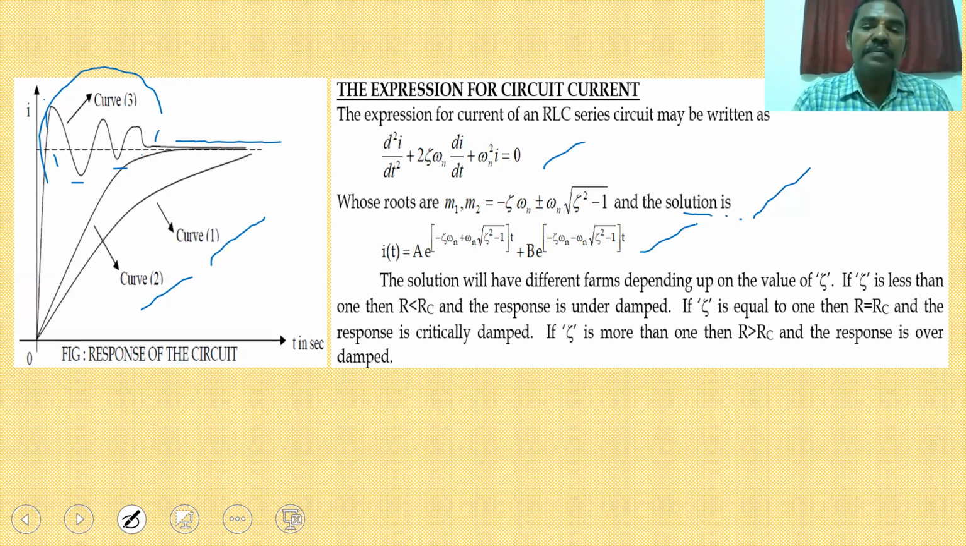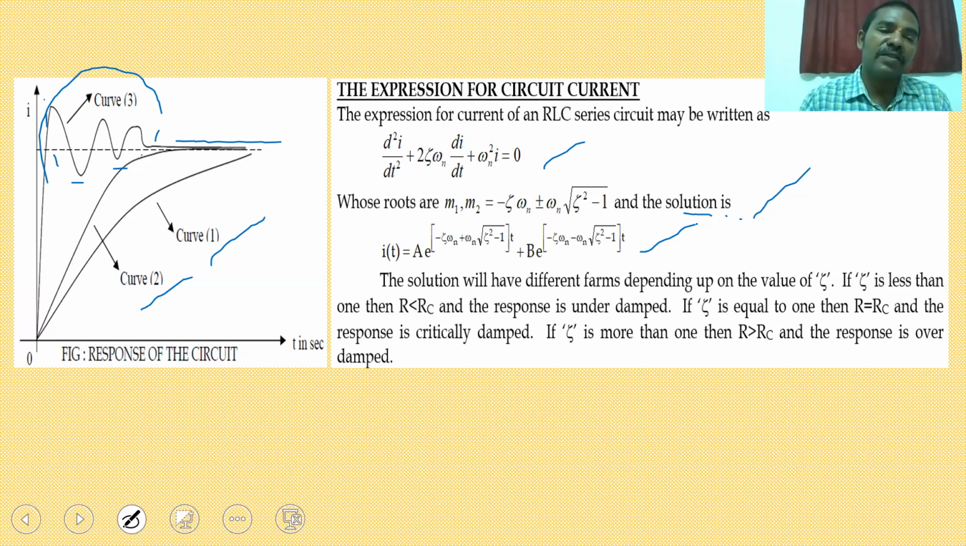Are you understanding? So for a critically damped condition, the roots must be equal and the response must be very fast with less overshoot. Are you understanding? So like this you have to go for the RLC series circuit final solution with respect to the second order differential equation, with the complementary function as well as the particular integral.